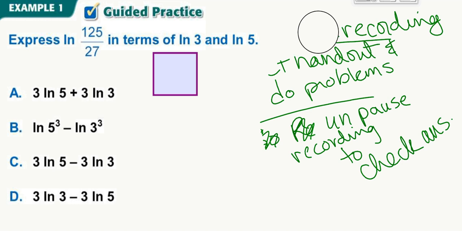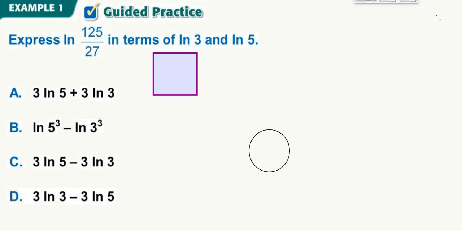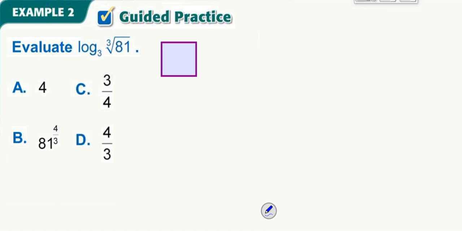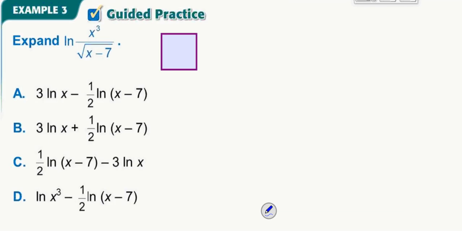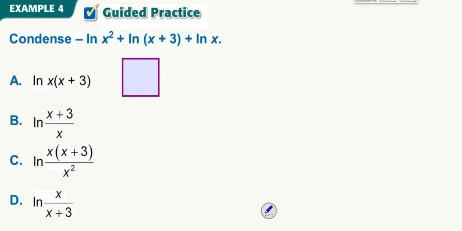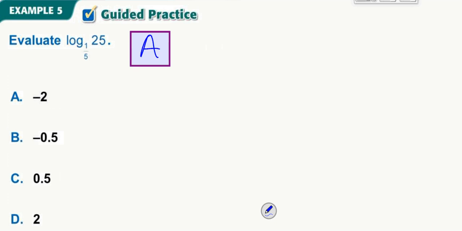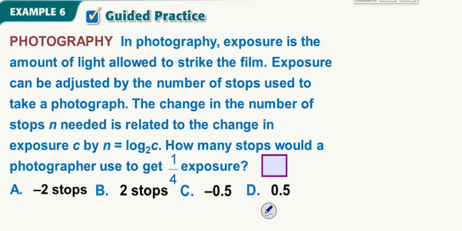Now, hopefully you paused this and now you're coming back to look at the answers. I'm just going to give you the answers. So if you have questions about them, by all means, ask me tomorrow before the test. So number 1, the answer is C. Number 2, the answer is D. Number 3, the answer is A. Number 4, the answer is B. Number 5, the answer is A. And number 6, the answer is A as well.